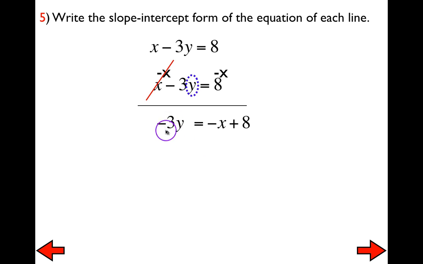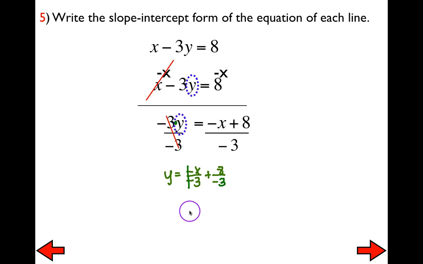Last but not least, I need to get rid of this coefficient. This negative 3y means negative 3 times y. So the inverse of multiplying would be to divide both sides by a negative 3. The negative 3's will cancel each other out, leaving me with y equals negative x over negative 3 plus 8 over negative 3. So now I'm going to recognize that the negatives cancel each other out here, and the final expression will be y equals 1/3 x minus 8/3.